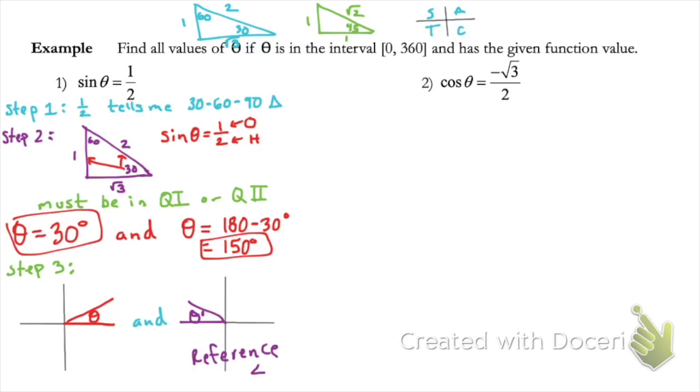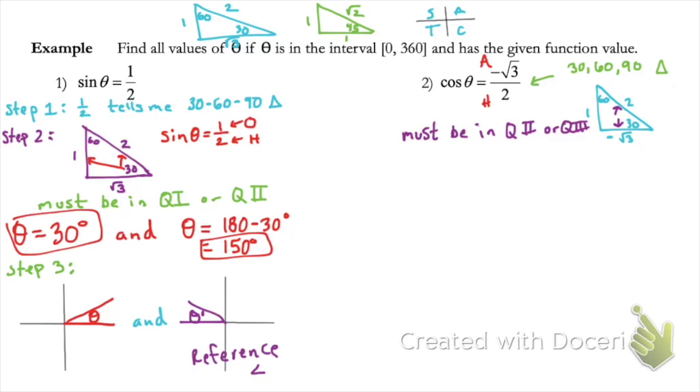Okay, moving over to number 2, cosine of theta equals negative square root of 3 over 2. Determine first which special right triangle you're working with. I know I've got a square root of 3. That immediately tells me I'm still working with a 30-60-90 triangle. I've drawn it in. Remember, cosine is adjacent over hypotenuse, so I need to find the angle that's adjacent to root 3. Remember, it's negative root 3 as well. So adjacent to negative root 3 has to be the 30 degrees.